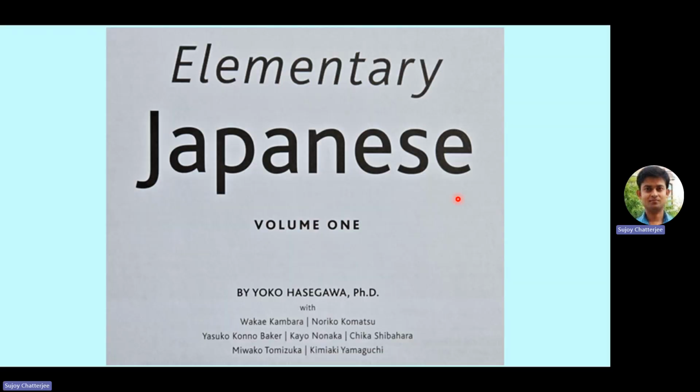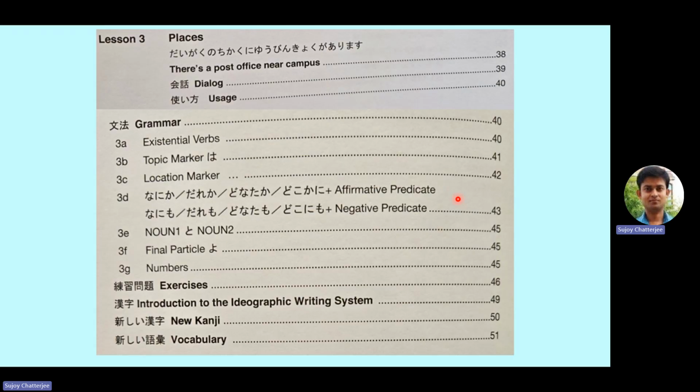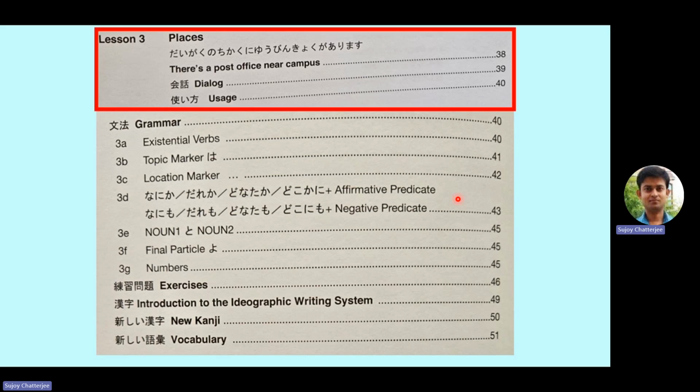Elementary Japanese Volume 1 by Yoko Hasegawa, and this is the content of lesson 3 from that book, which is Places. So as you can see here, there are several parts of this lesson. The first one is a dialogue. As you can see here, there is a post office near campus. If you can read hiragana, you should be able to read this. Daigaku no chikaku ni yubin kyoku ga arimasu.